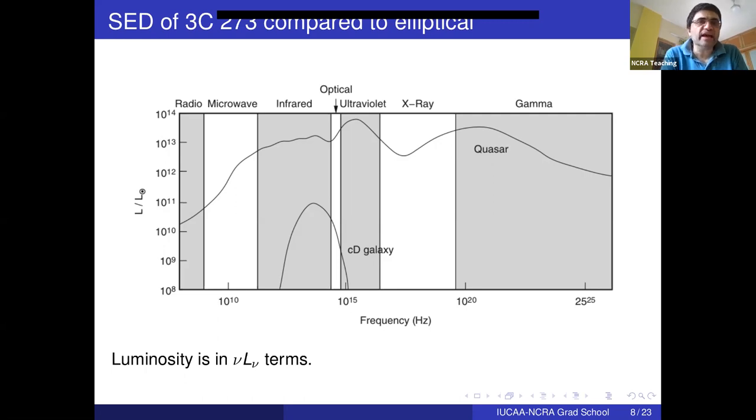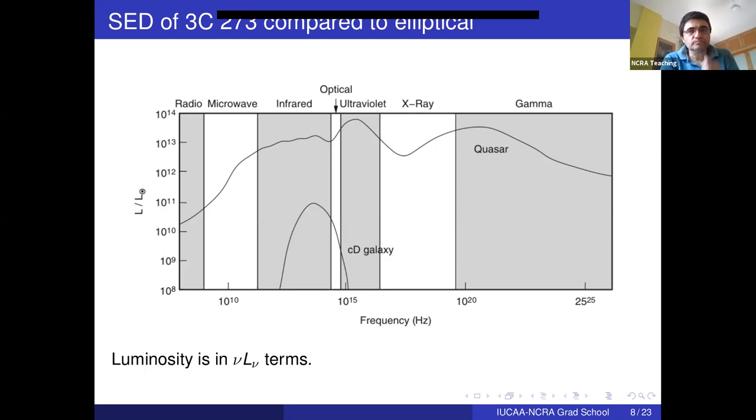And why is the CD galaxy shown here? Because in terms of its total mass, and very often its total luminosity, these are the most massive and most luminous galaxy systems known. So they don't even want to compare with the Milky Way. They say we'll compare with a CD galaxy, which is very big and very bright. Let's see how that compares with the quasar.